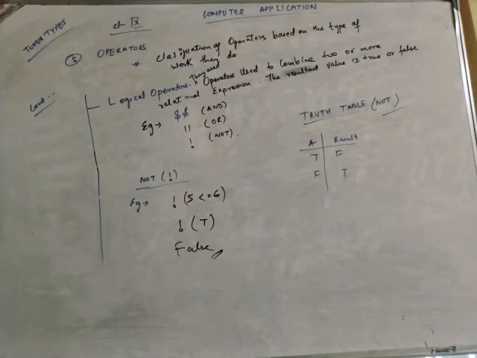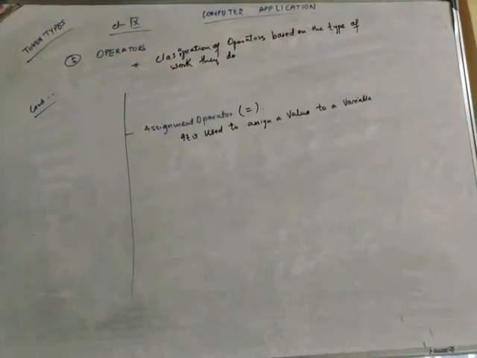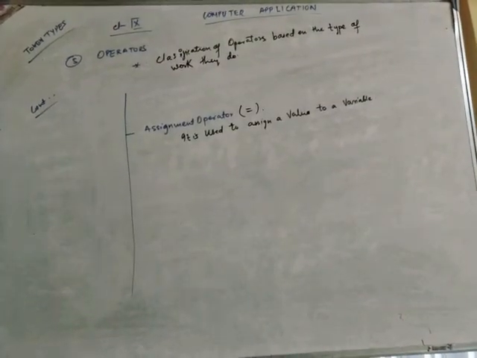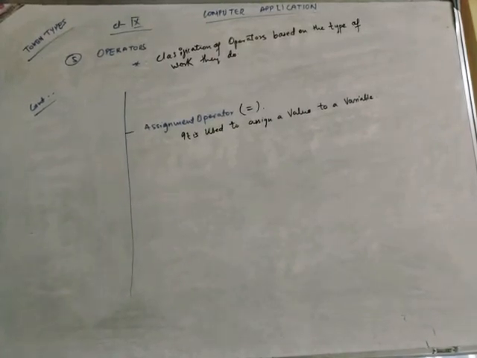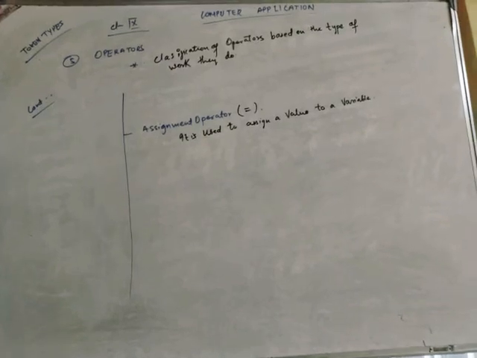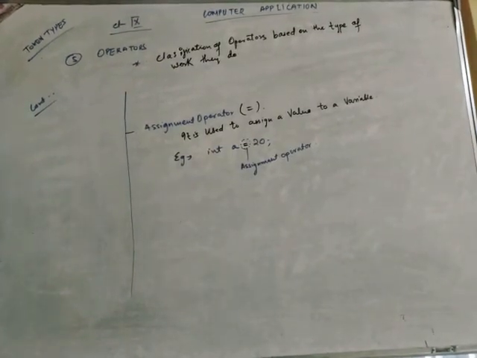Few more we have. After logical operators we have the assignment operator. What is the assignment operator? You already used it. Equal to is called the assignment operator. It is used to assign a value to a variable. Let's say for example, when we write a equals 20, that equal to is called the assignment operator. This is the use of the assignment operator.